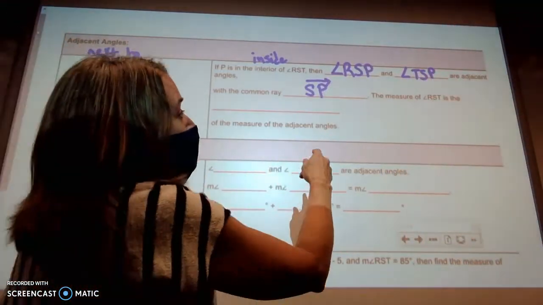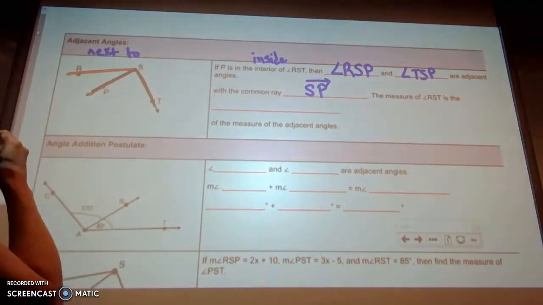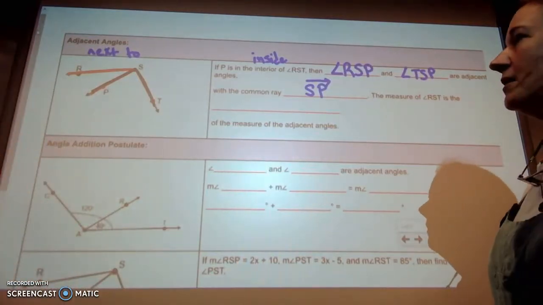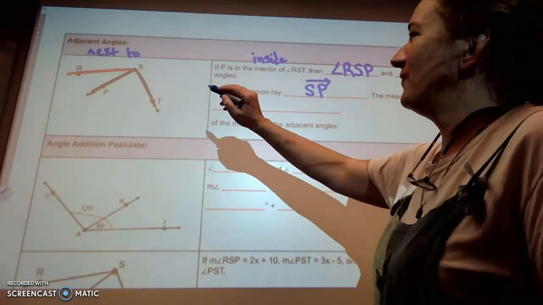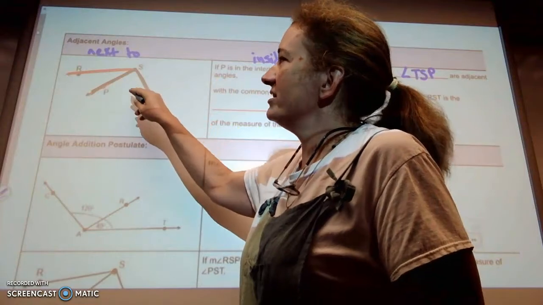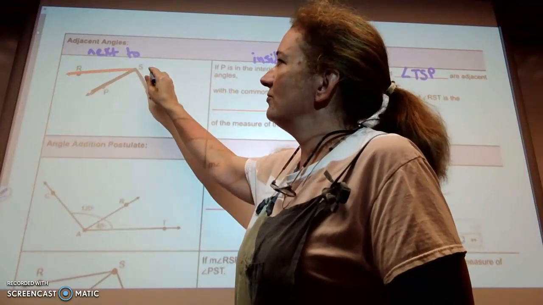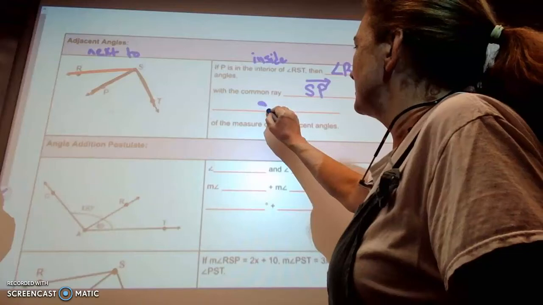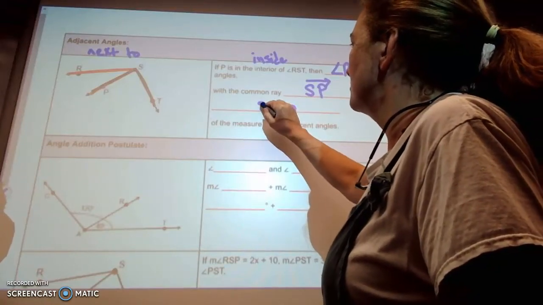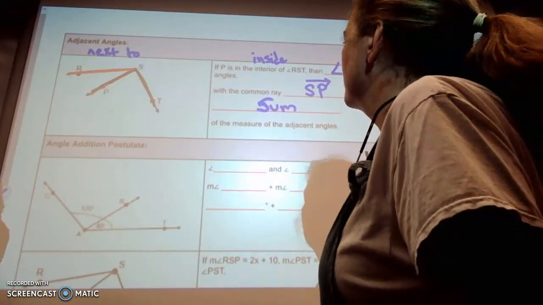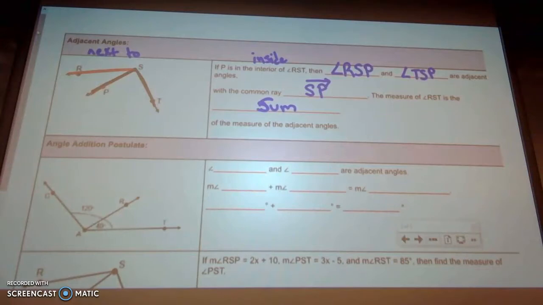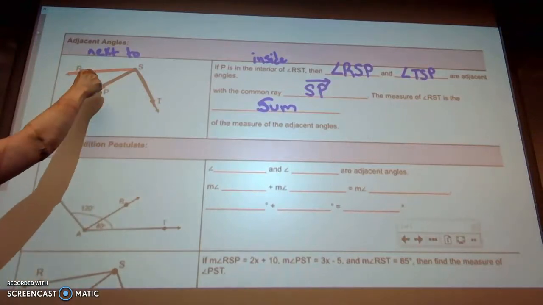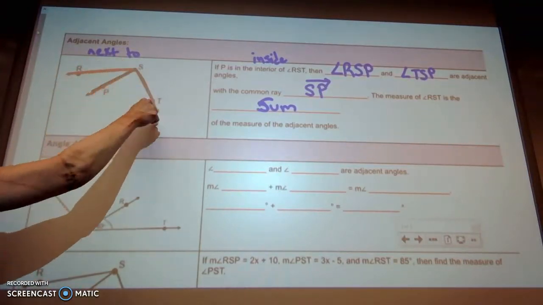The measure of angle RST is the... I think if I have a little angle plus a little angle, it will give me the big angle. I think you're right. I think it's the sum. Sum, the addition of the measures of the adjacent angles. So if we add these two together, we get the whole big piece.